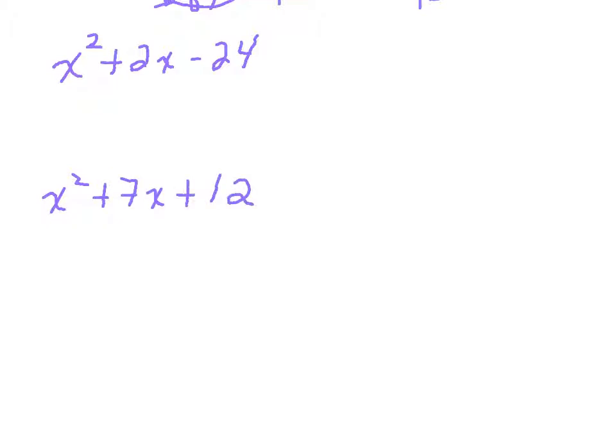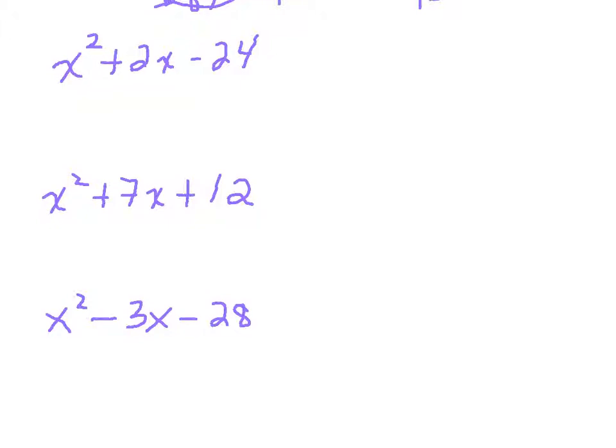So let's try x squared plus 2x minus 24. Another one will be x squared plus 7x plus 12. And then x squared, let's do a minus sign here. Minus 3x minus 28. So why don't you copy those down, hit the pause button, and then when you're done, come back and take a look and see if we have the same answers.